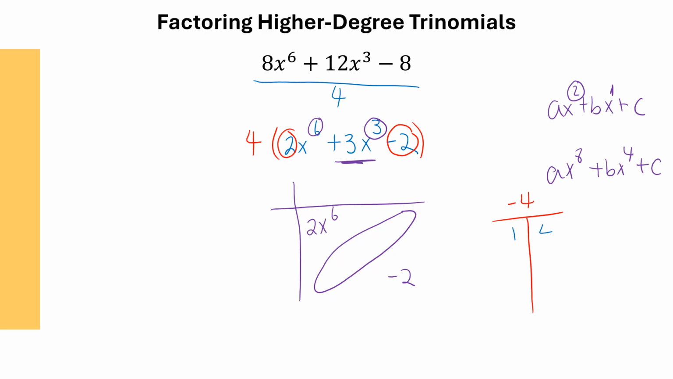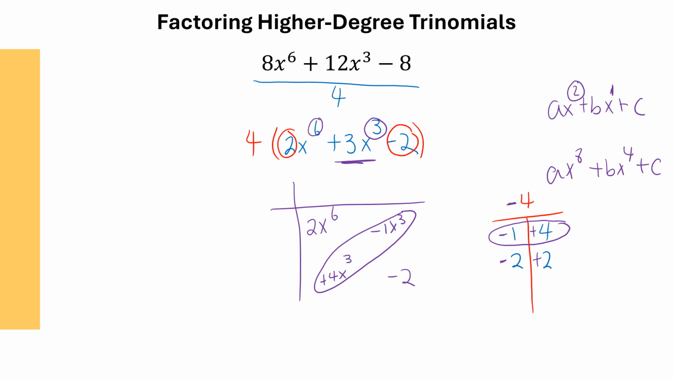So we know 1 times 4 is 4, 2 times 2 is also 4. Since the middle term is positive, that tells you that the right side number has to be positive. So therefore, the left side number has to be negative, because negative times positive is negative. And which pair will add to give you positive 3? Well, that would be negative 1 and positive 4. So therefore, my middle terms are going to be negative 1x to the 3rd power, and this one is going to be positive 4x to the 3rd power.